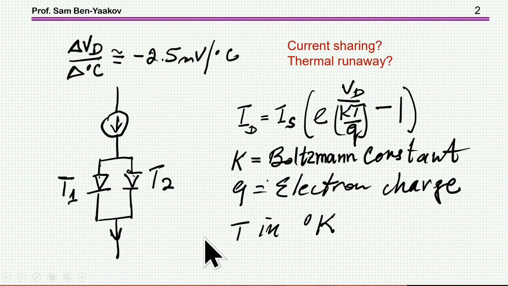So here is the problem we are considering in this presentation. Sometimes we do need to parallel diodes in order to get higher current that one diode cannot carry. The basic model of a diode is presented by this equation. This is the diode current. This is the reverse saturation current. Voltage across the diode, constants. K is Boltzmann constant. T is degrees in Kelvin. And Q is the electron charge. So this is the equation.